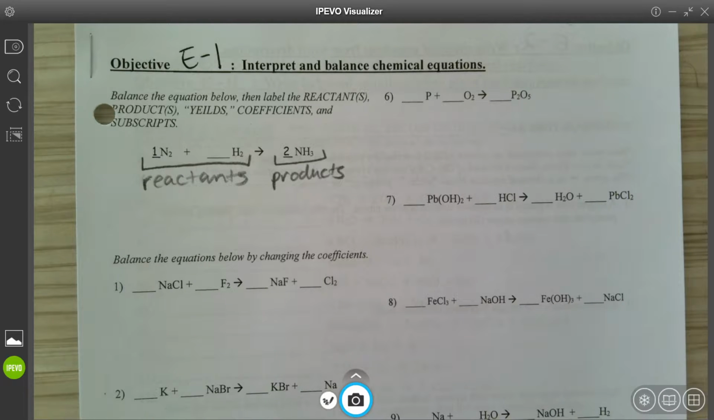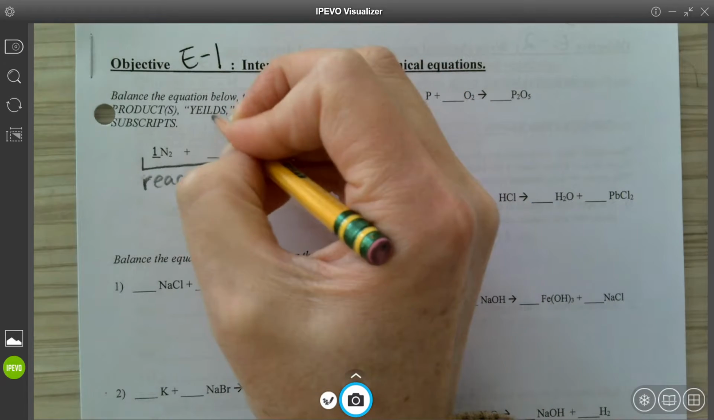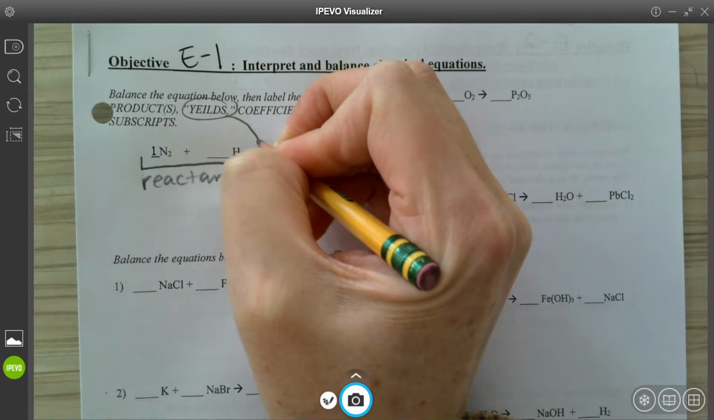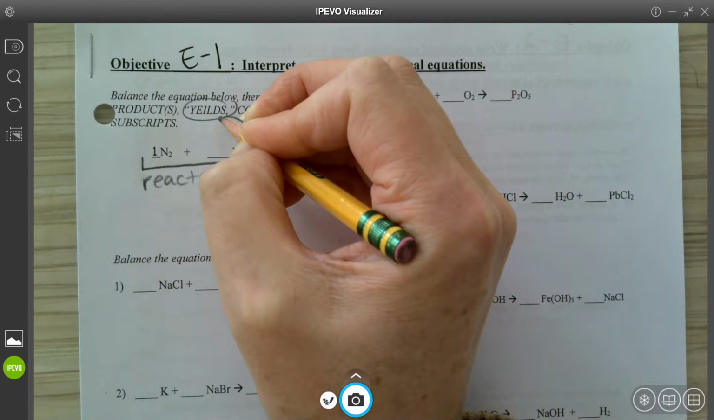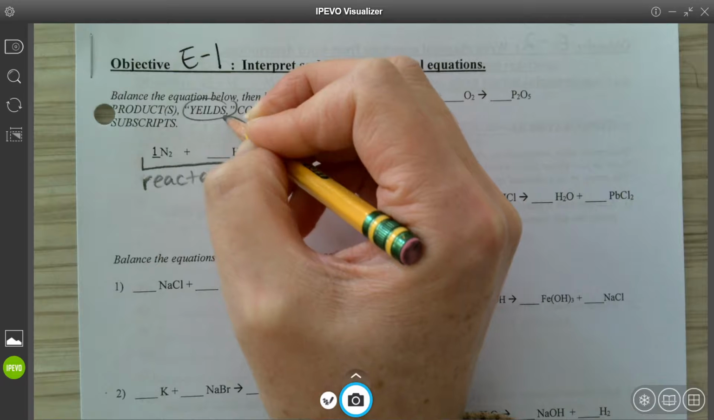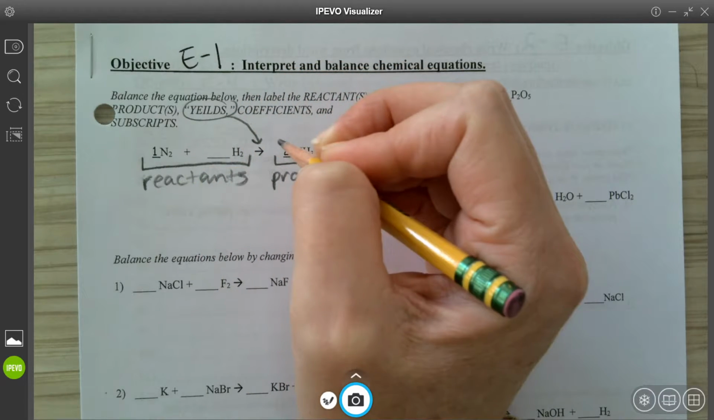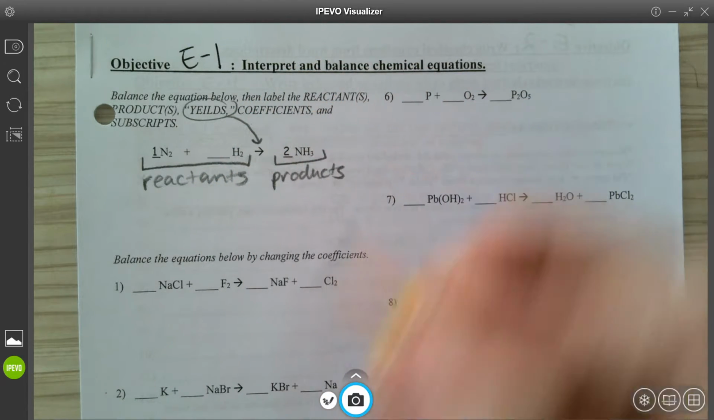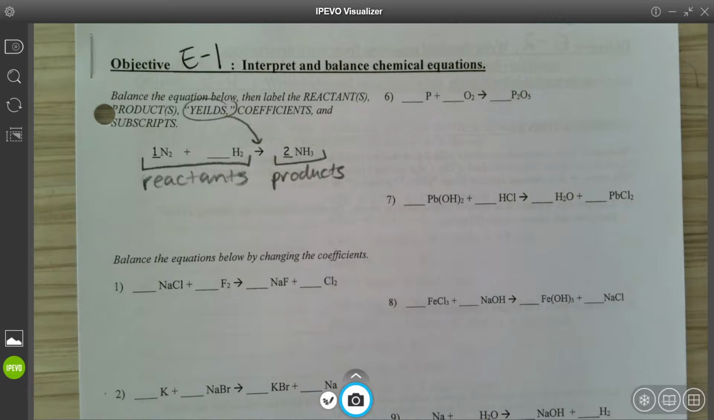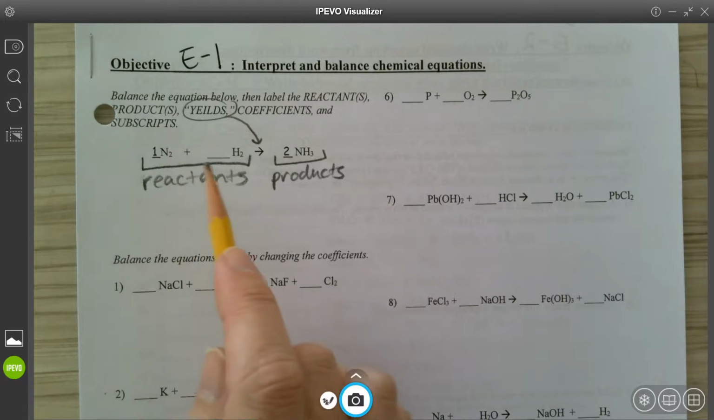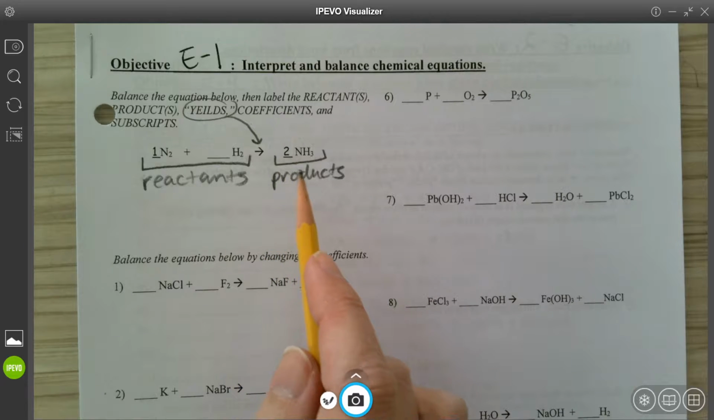Okay? And the way we usually read the arrow is the word yields. Sorry, this is spelled wrong, isn't it? It should be Y-I-E, so I spelled yield wrong, I think. But in any case, don't say equals and don't say arrow, you say yields, okay? So if you were reading this, you would say 1 N2 plus H2 yields 2 NH3.